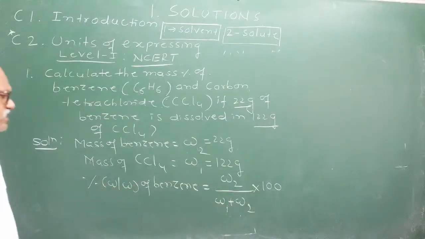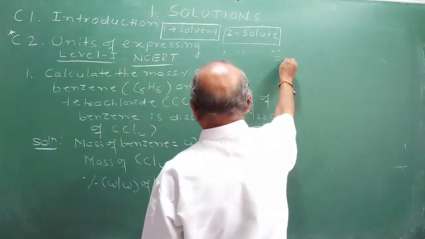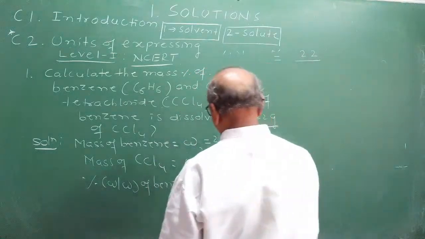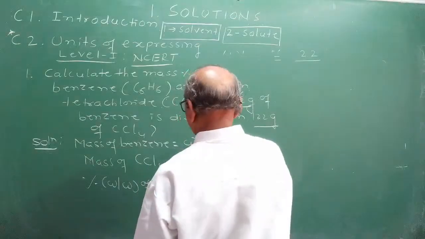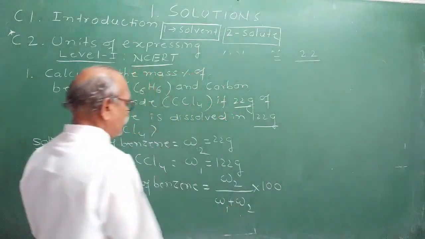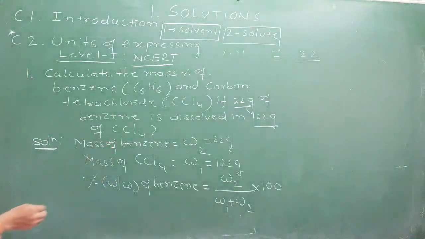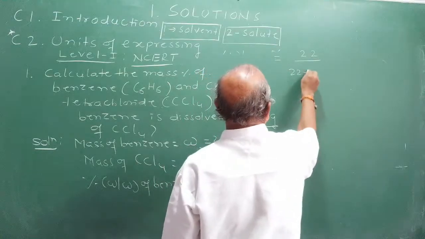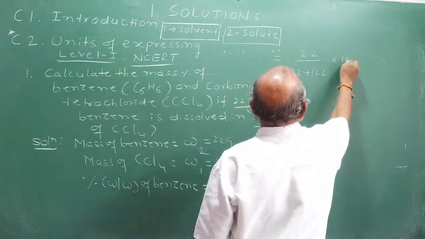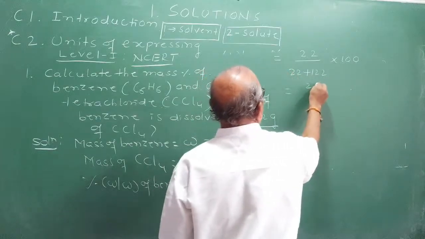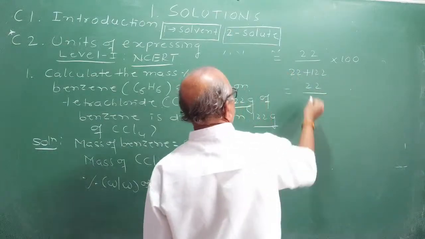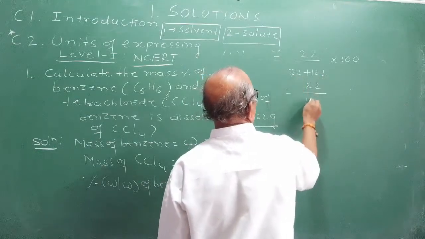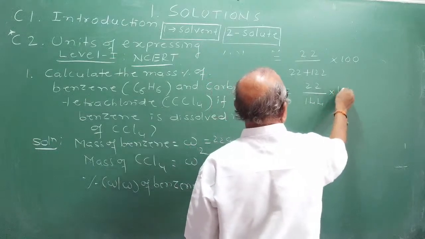To get the percentage of benzene, you substitute the mass of the solute, W2, which is 22, divided by the total mass of the solution. The solution consists of both solute as well as solvent. Therefore, you get 22 divided by (122 plus 22), that is 22 divided by 144, into 100.